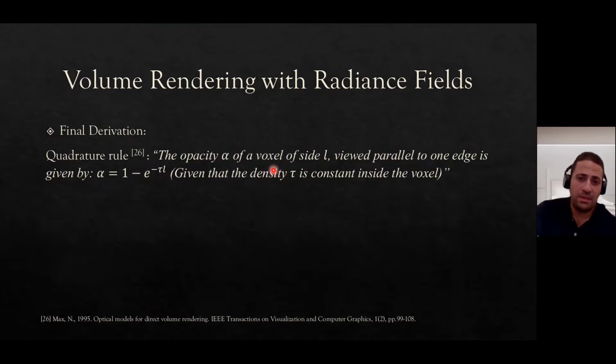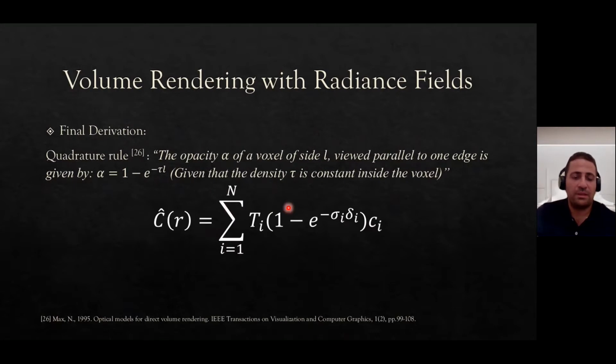Given that the density tau is constant inside the voxel, the opacity is, let's say, a proxy of the density of this voxel with a side length L. Voxel, like I mentioned, is a pixel in 3D space. So a voxel is a cube, and one side's length is L. So this is how the opacity of this voxel would look. They use it to represent the equation.